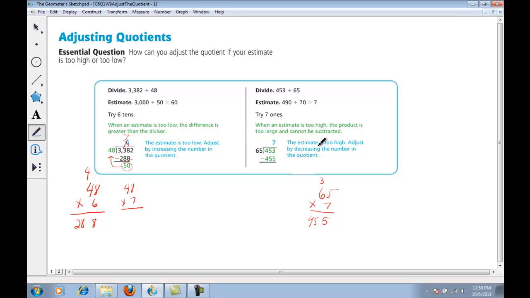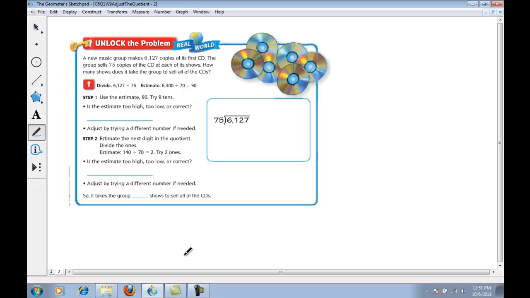Now, to adjust it, I need to decrease this number to 6, and now I can make 65 groups of 6. I can multiply. 6 times 5 is 30, 6 times 6 is 36, plus 3 is 39. So then I would change this to 390, and I would continue to divide that way. Now let's look at an example and do it all the way through. Let's look at this word problem.